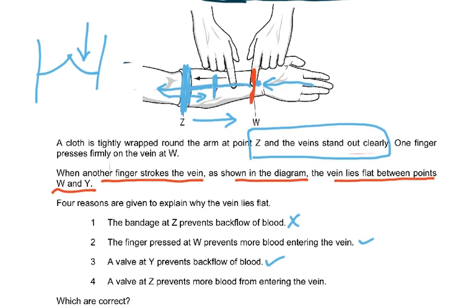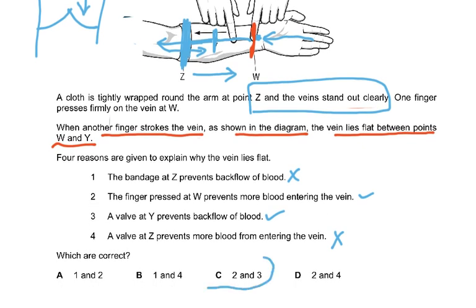Now, why is the fourth one wrong? A valve at Z prevents more blood. A valve at Z, no, you've tied a bandage here. We don't know if there's a valve at Z. Prevents more blood from entering the vein, so this is wrong. So that is why the answer was C, which is 2 and 3.